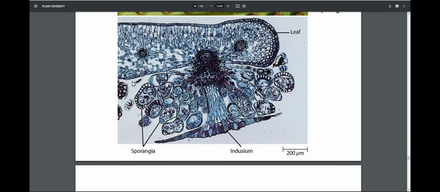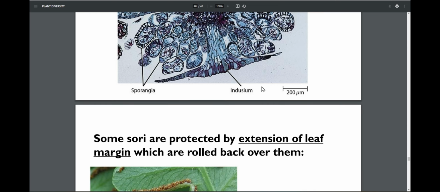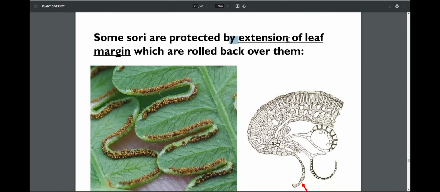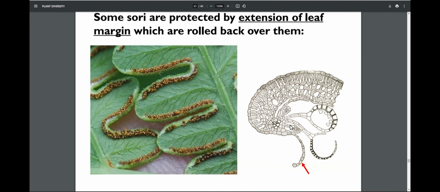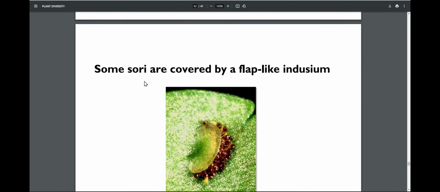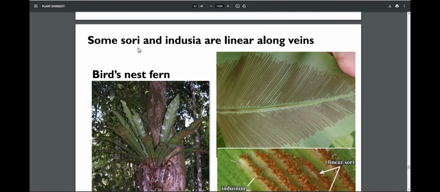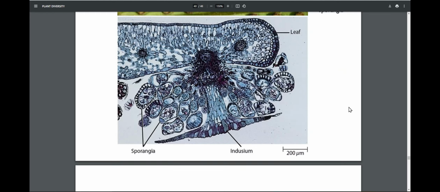Okay, so more examples. This indusium, you can see it covers a lot of sporangia to protect them. Some sori are protected by the extension of leaf margins. So like this little green part, that's the extension. Some sori are covered by a flap, while others are along the veins.